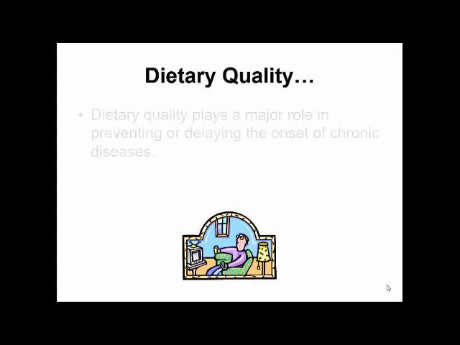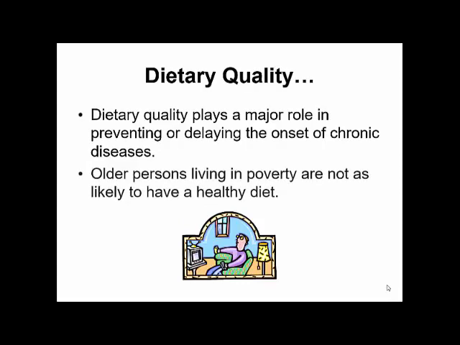Nutrition for older adults. Dietary quality plays a major role in preventing or delaying the onset of chronic diseases. Older persons living in poverty are not as likely to have a healthy diet.